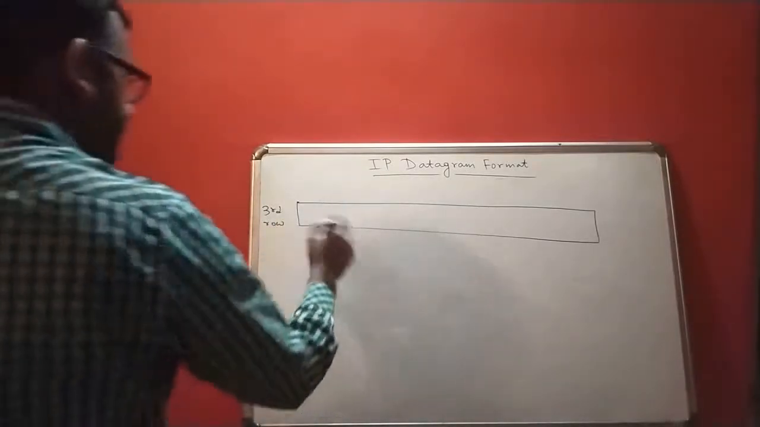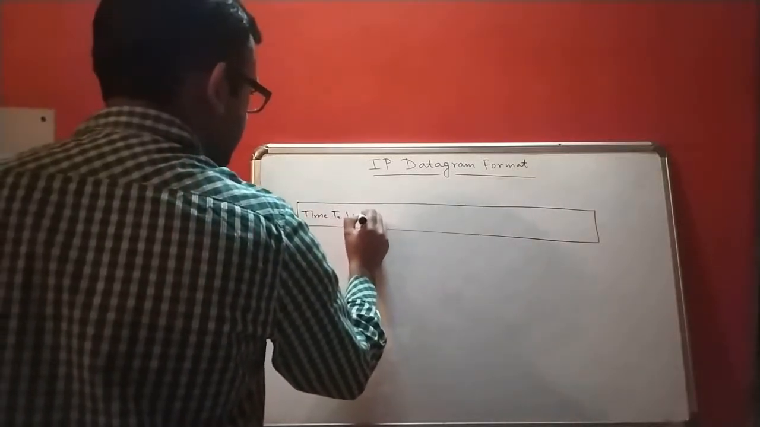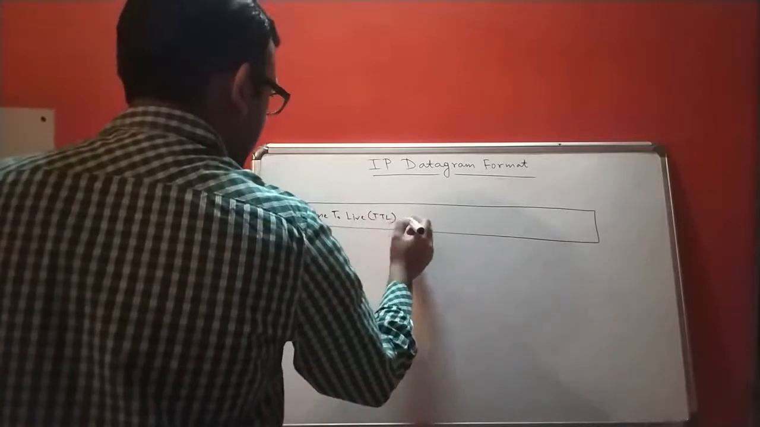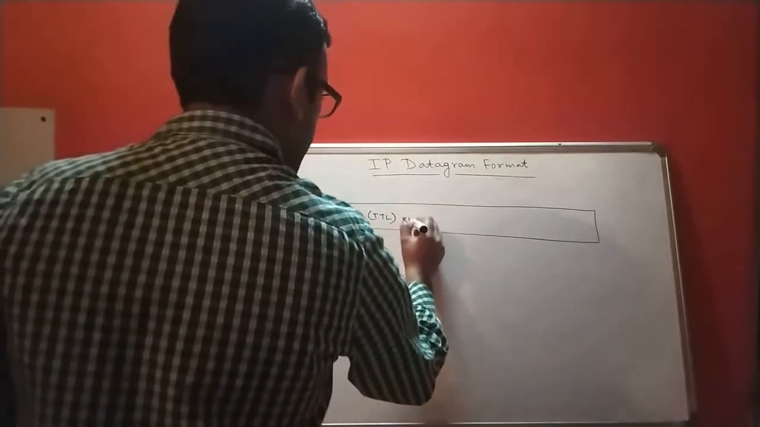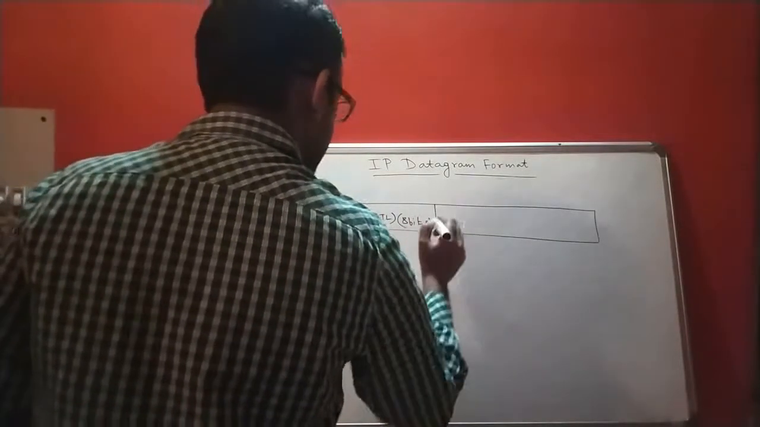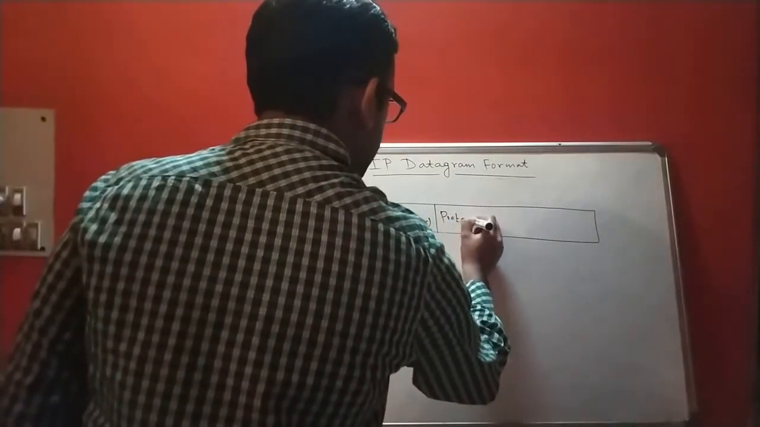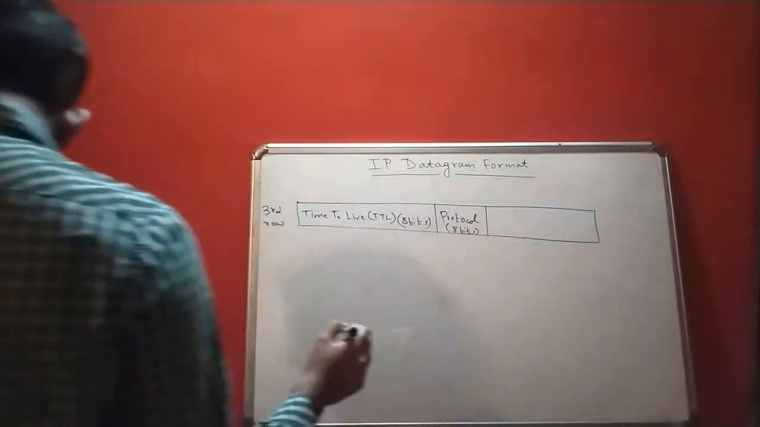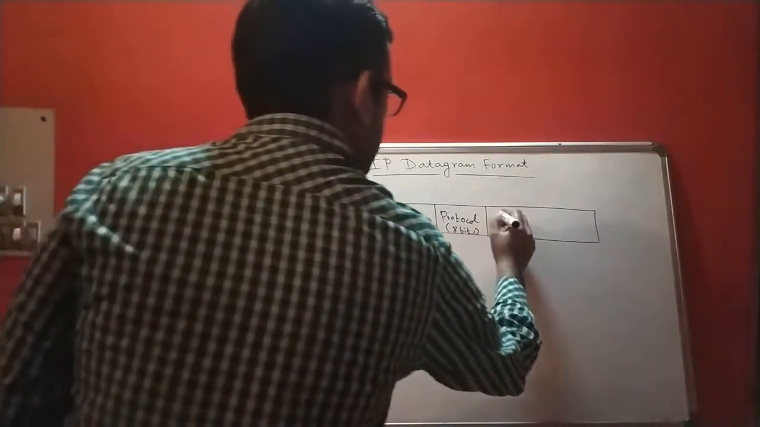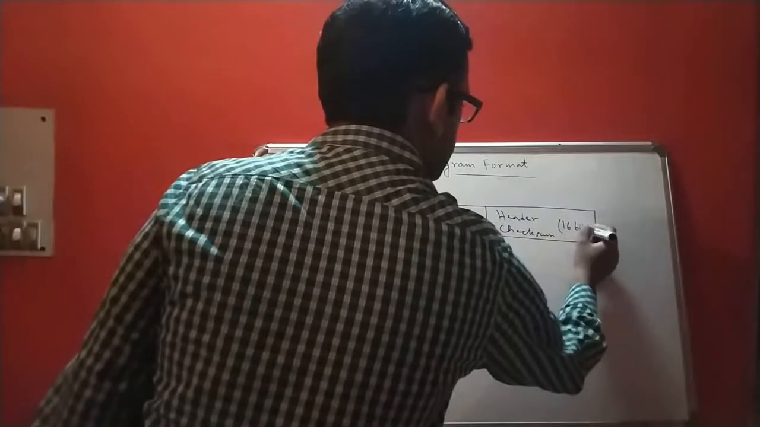See, the third row, the first field is the TTL field, time to live, and this consists of exactly 8 bits. The next field is the protocol field, and the last field is the header checksum field, which is made up of 16 bits.